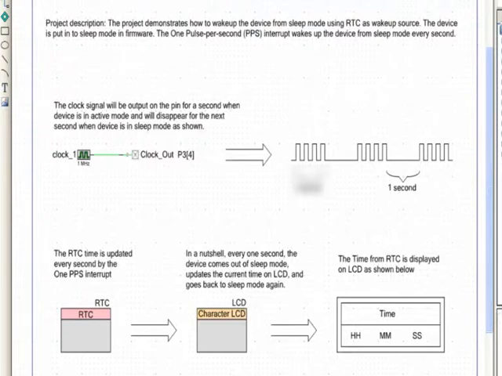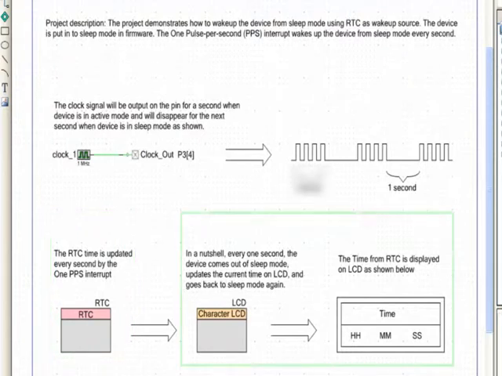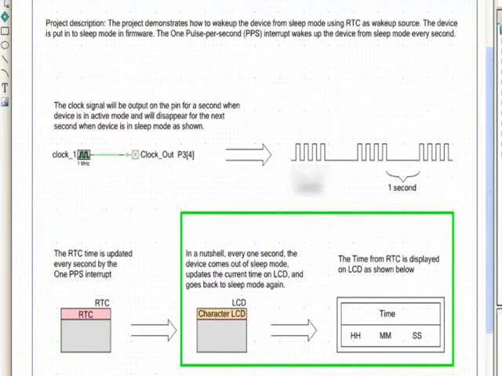The project demonstrates how to enter the sleep mode and wake up the device from sleep mode using real-time clock as the wake-up source. The schematic for the project is as shown. In the project, the device is put into the sleep mode in firmware. RTC will wake the device up every second. It also generates an interrupt which updates the RTC time. The current time is updated on the LCD and device is put back into the sleep mode.